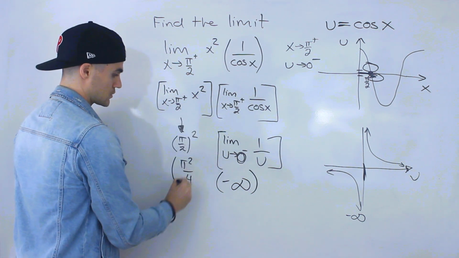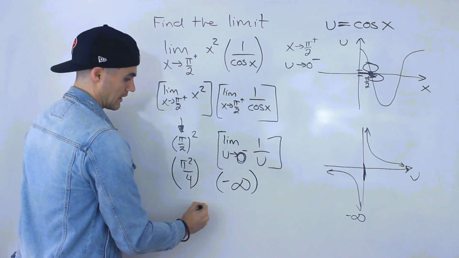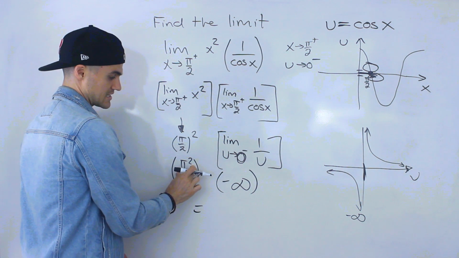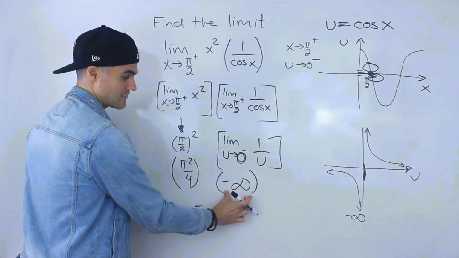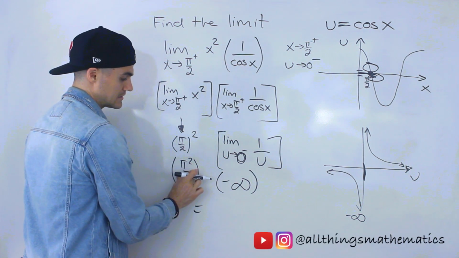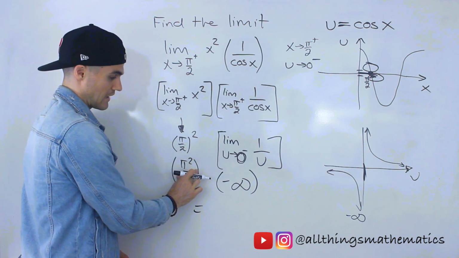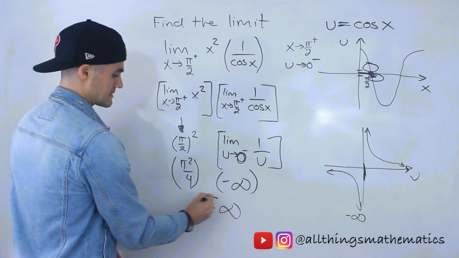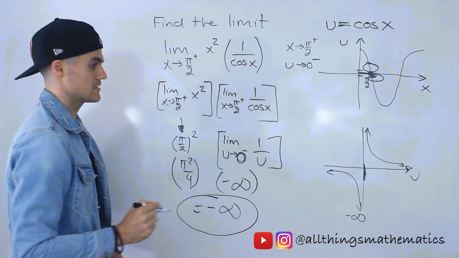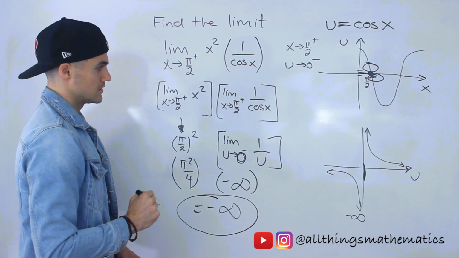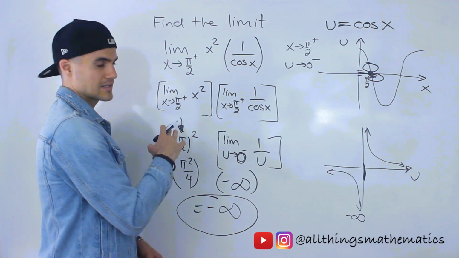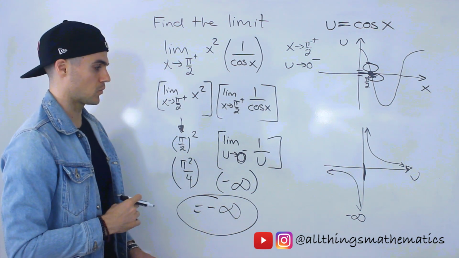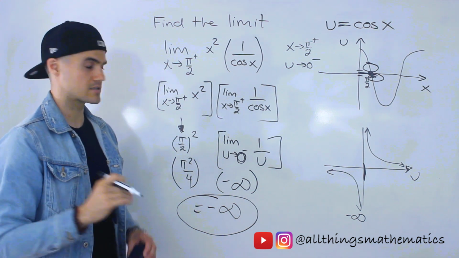This limit here is going towards pi squared over 4. And so when you multiply these, notice this is a positive value, and then we have negative infinity. Negative infinity times a positive value is just going to give us negative infinity again. And so that there is the answer. So that's a way where you can do these limits showing a little bit more work. So I know it was kind of complex to go through.